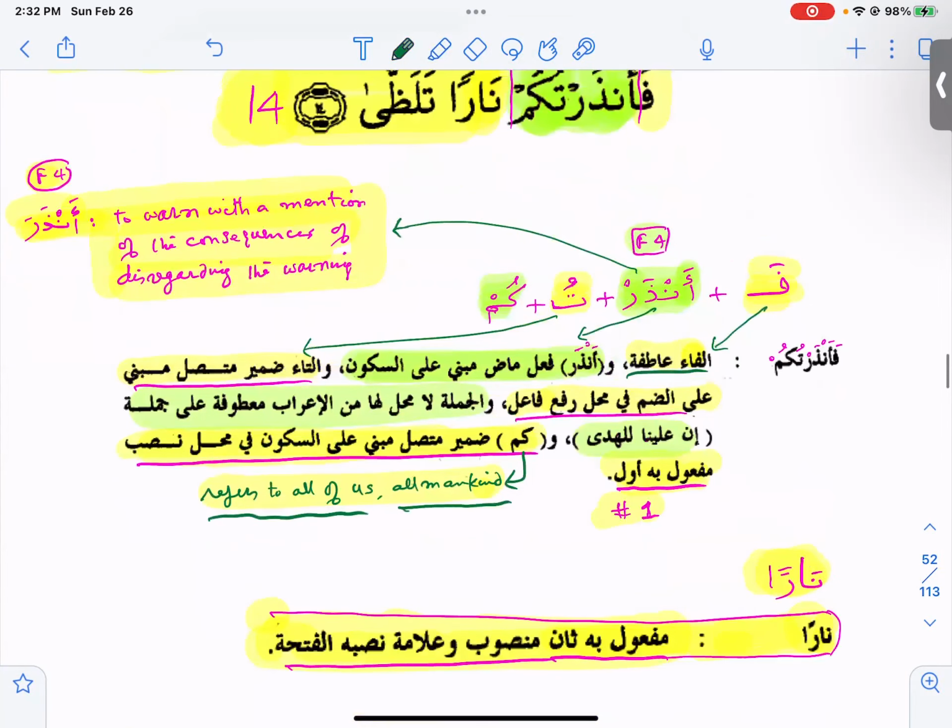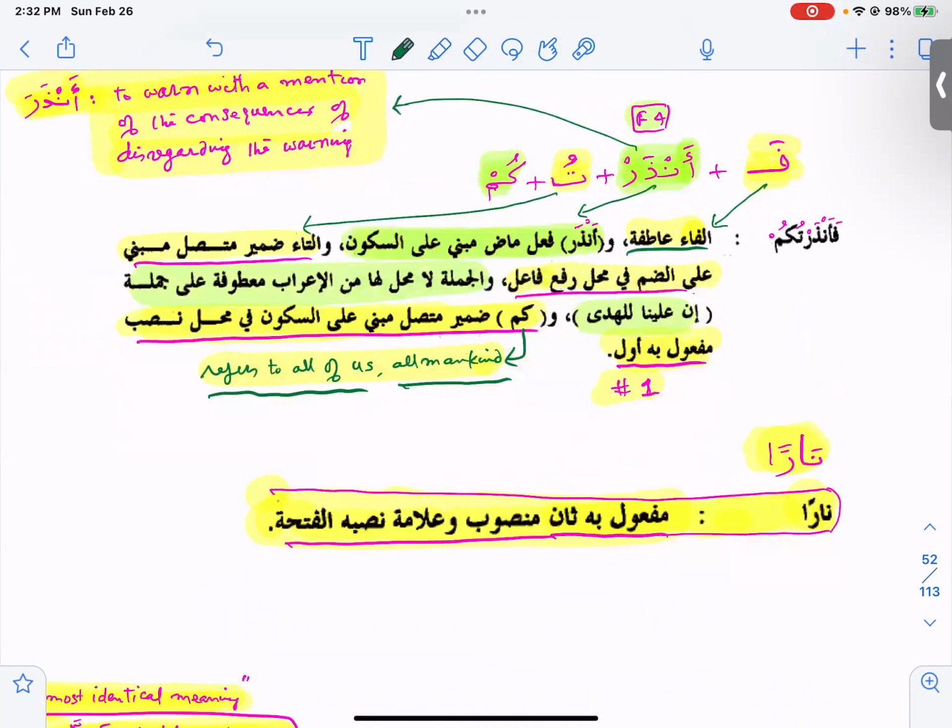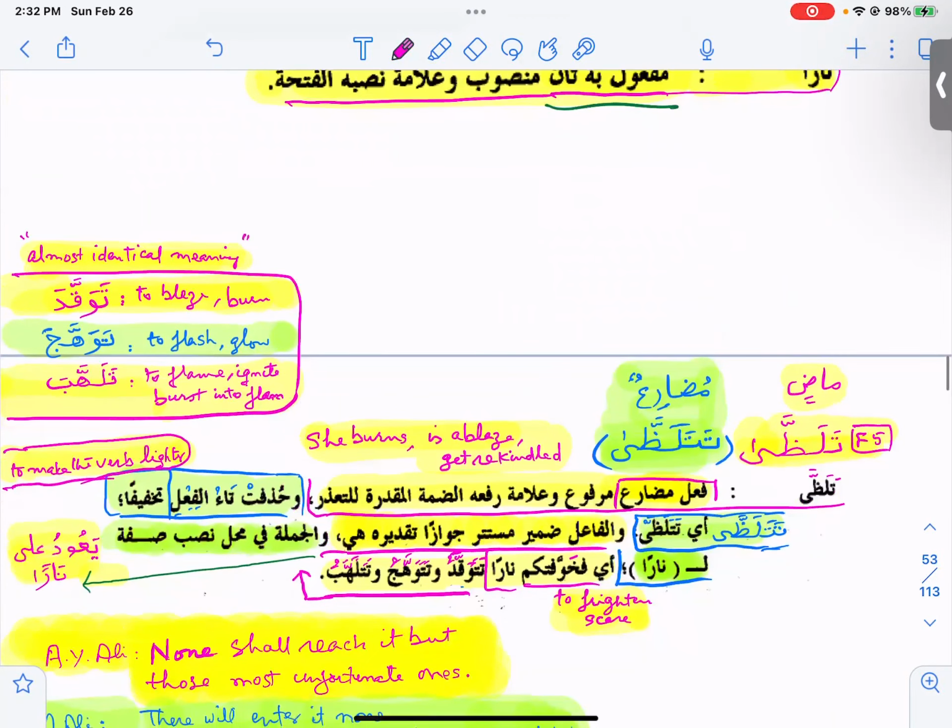Naran, you see. Anzartu kum. Yeah, kum was mafulun bihi, and naran is second mafulun bihi. Fire. Mafulun bihi sani. Mansubun walamatu nasbi fatatu. Very straightforward. Fatatu. Talazza. This is Madi, talazza. Form 5. Mudariya tatalazza.